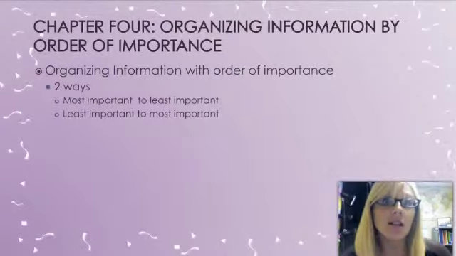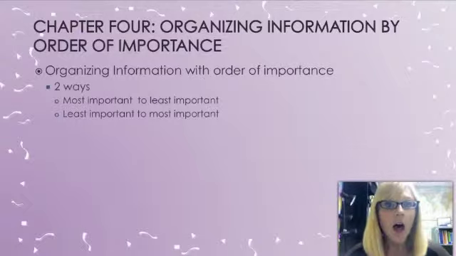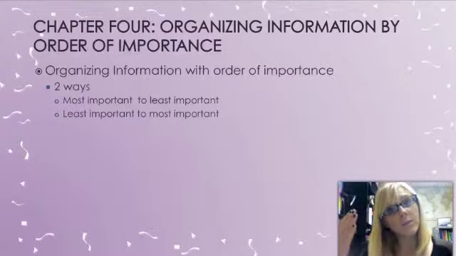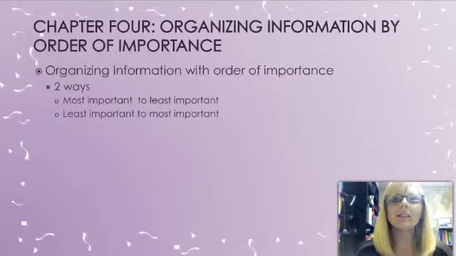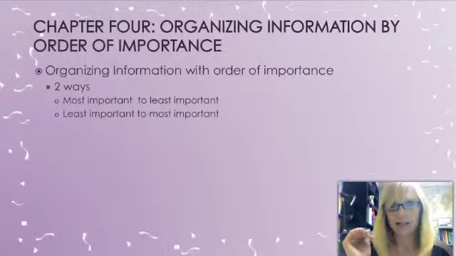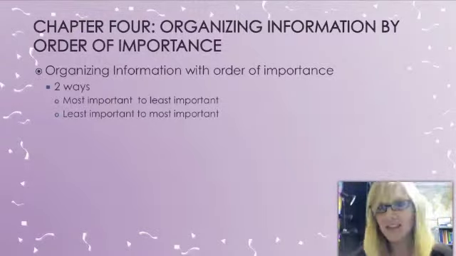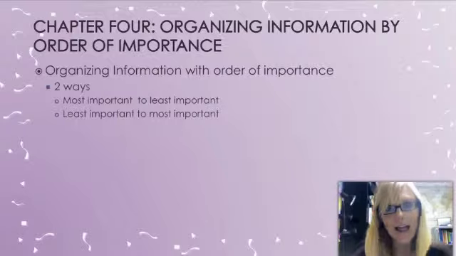Now, first we talked about Chapter 4. Chapter 4 is all about organizing information according to order of importance. We talked about two different ways that we can do this. We can organize information starting with most important and going to least important, or we can start with the least important idea and work our way up to the most important. So those are two different ways that you can organize information according to order of importance.